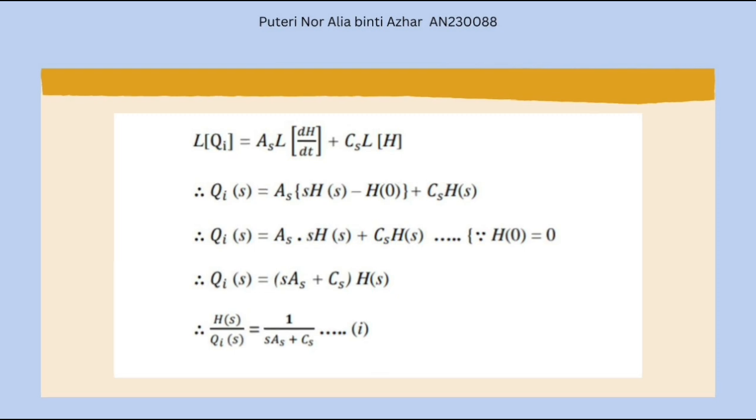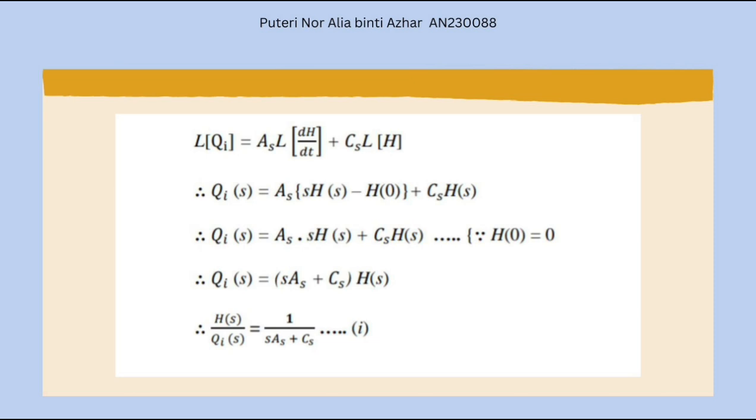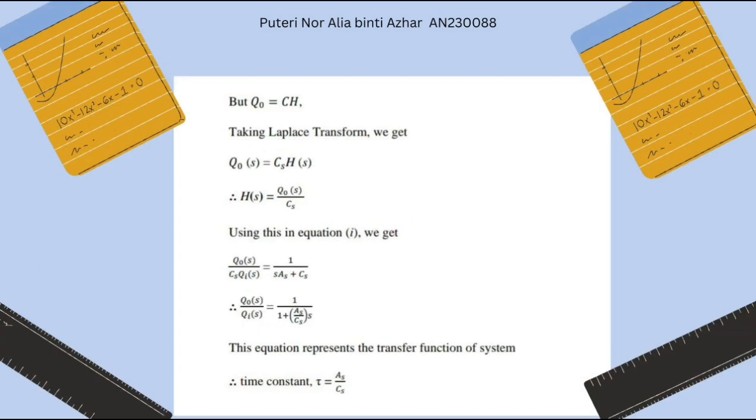For the answer in 1, we will look at the table and then we will get the answer H(s) over Q initial(s) equal to 1 over (As plus Cs). However, since the equation states that Q naught is equal to CH, from the Laplace transform, we will get the answer H(s) equal to Q naught(s) over C(s). And then from the equation we got earlier in equation 1, we will get Q naught(s) over Q initial(s) equal to 1 over (As plus Cs). Then the final answer will be Q naught(s) over Q initial(s) equal to 1 over 1 plus (A(s) over C(s)) multiplied by s.